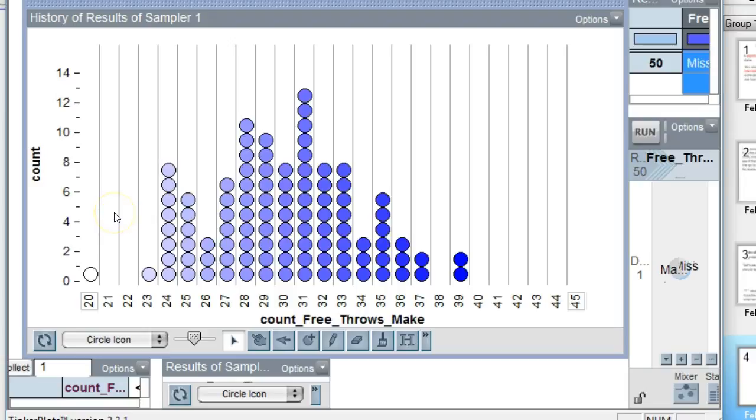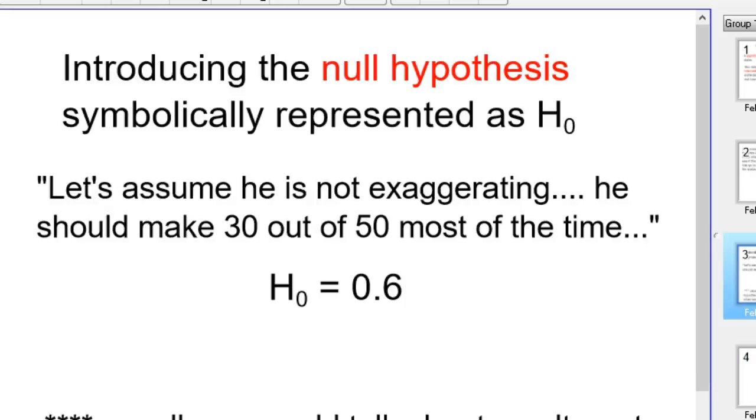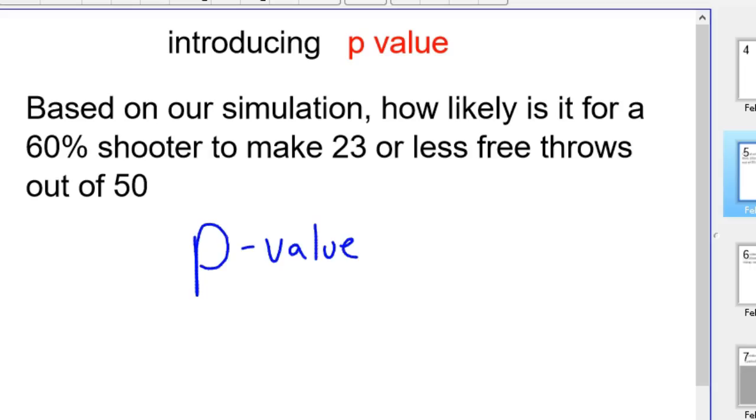And if we did it, you could imagine doing this 400 or 500, 600 times, that you'd get this really nice distribution if you just kept going. But let's look at our null hypothesis. We assumed that this is true, that he didn't shoot 60%, and we're going to introduce the next thing, which is a p-value.